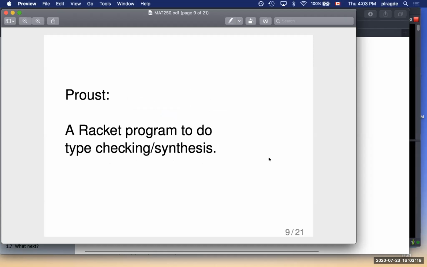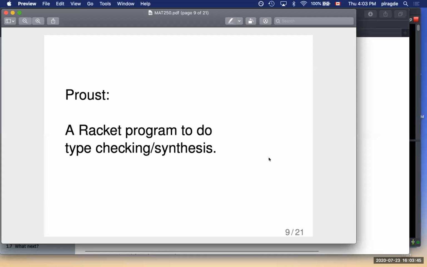So now I want to introduce the tool, the silly little program I wrote. I'm going to give you a high-level description of it, and then Taras is going to go through the actual code and teach you some of the additional features of Racket that you need. I'll talk a little bit about those. The tool is called Proust, and it's a small Racket program that does both type checking and type synthesis. So there are two main functions there.